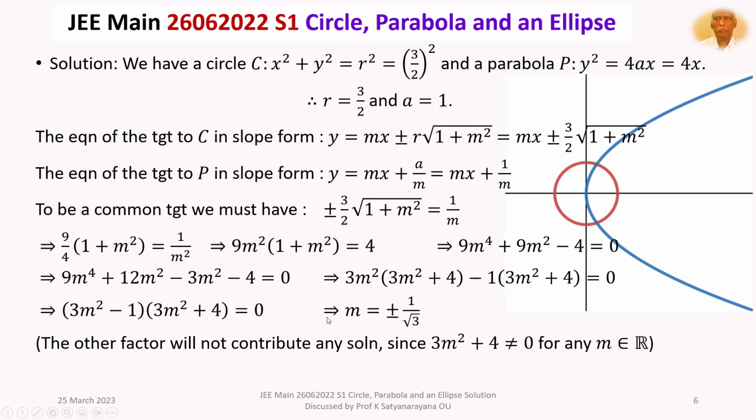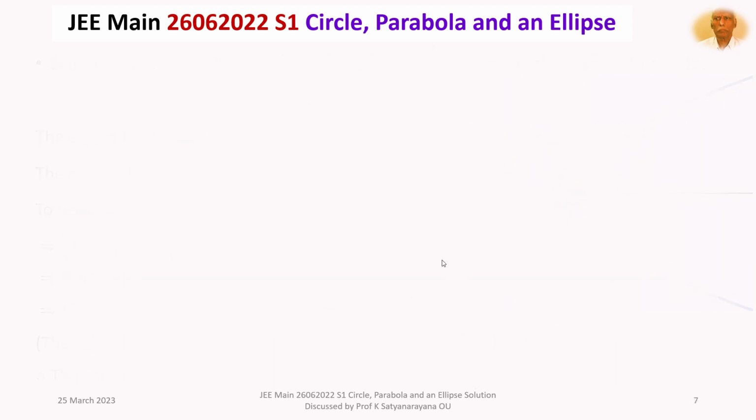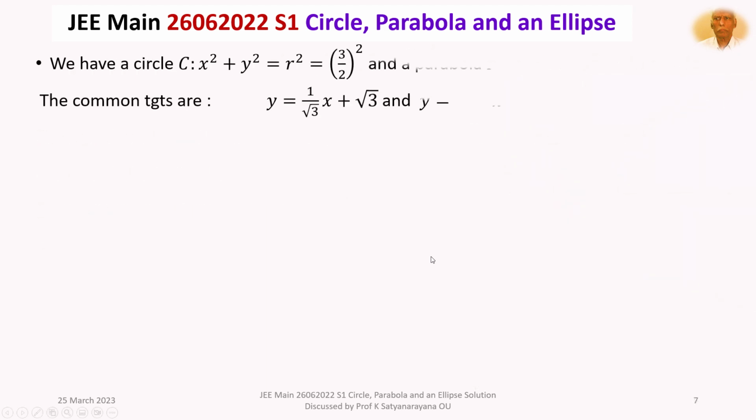Thus, the common tangents are y = (1/√3)x + √3 and y = −(1/√3)x − √3. We continue in the next slide.